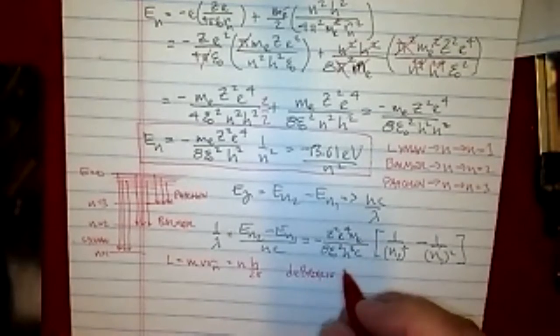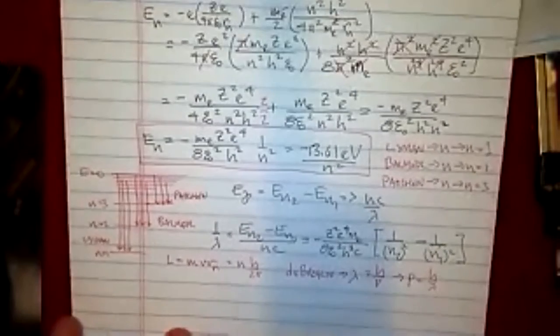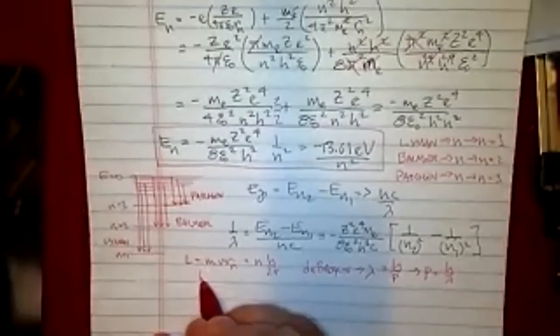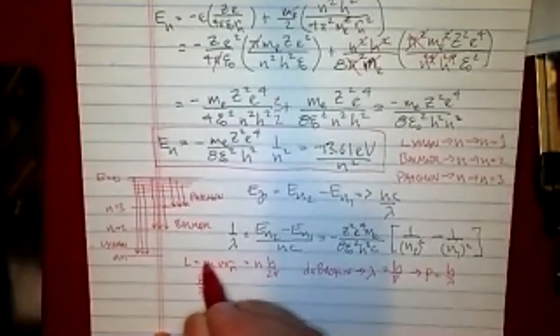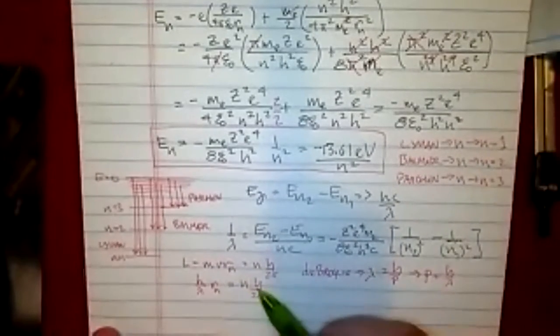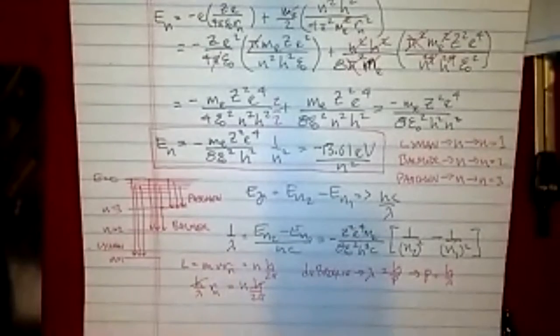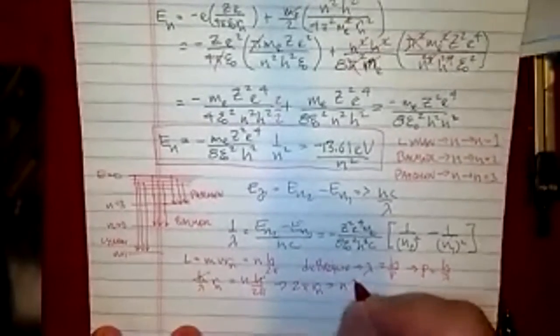But anyways, de Broglie came up with the idea that the wavelength of an electron is equal to h over p. So if I say that p is equal to h over lambda and put it in here, then I can say h over lambda times Rn, notice this is the p here, is equal to n h over 2 pi. You see immediately that the h's cancel out, and lo and behold, you get that 2 pi times Rn is equal to n times lambda.